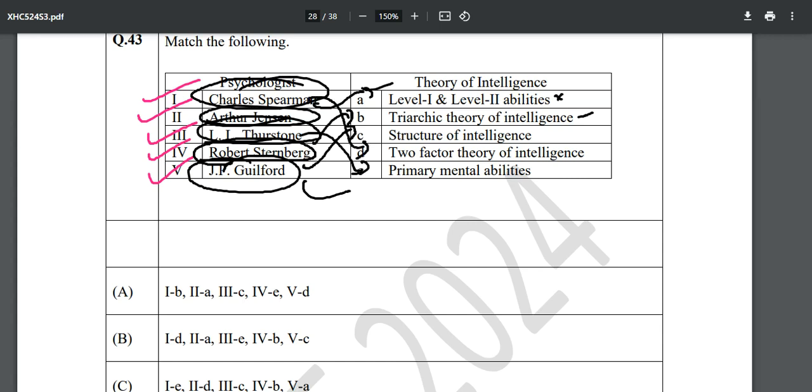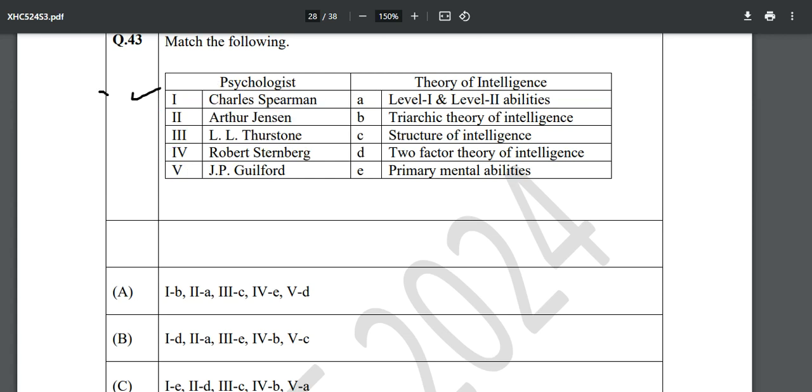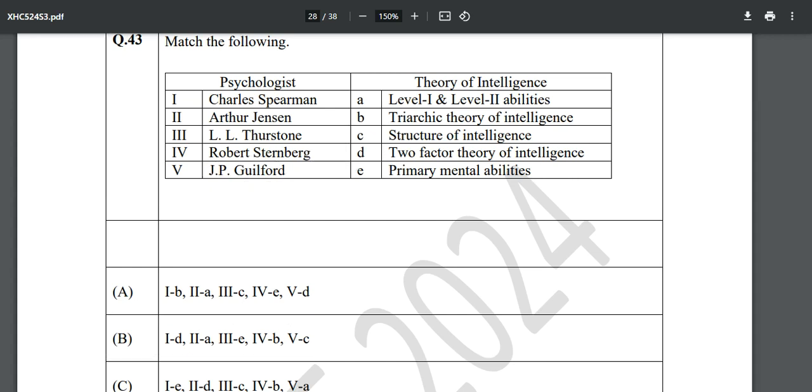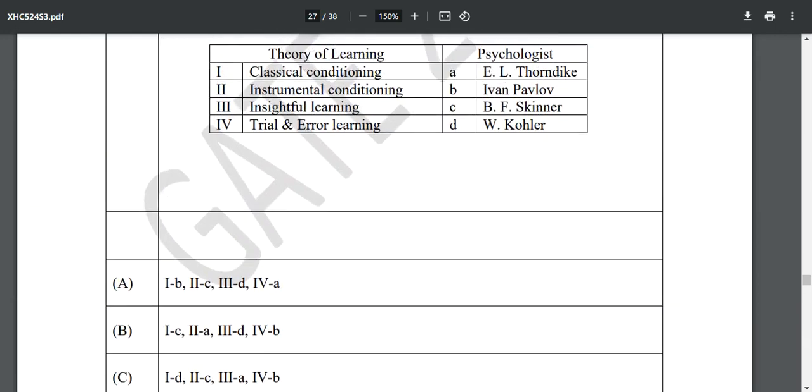Two-factor theory of intelligence. So with 1 we have D, with 2 we have A, with L.L. Thurstone we have E, then with Sternberg, yes, B, we have B, and with J.P. Guilford we have C. D, A, E, B, C. So option number B is the correct answer over here. Moving ahead to question number 42.